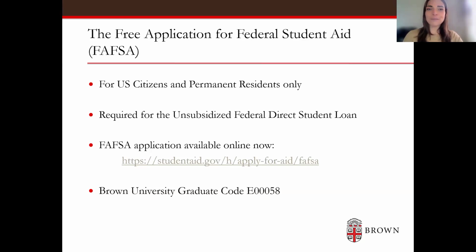Last helpful piece of information is our federal code. So when you're filing the FAFSA application, you are offered to include a list of schools that you would like to receive your application. Specifically for Brown University's graduate programs, our code is listed below on this slide, and that ultimately identifies for your application to be sent over to our office for review.